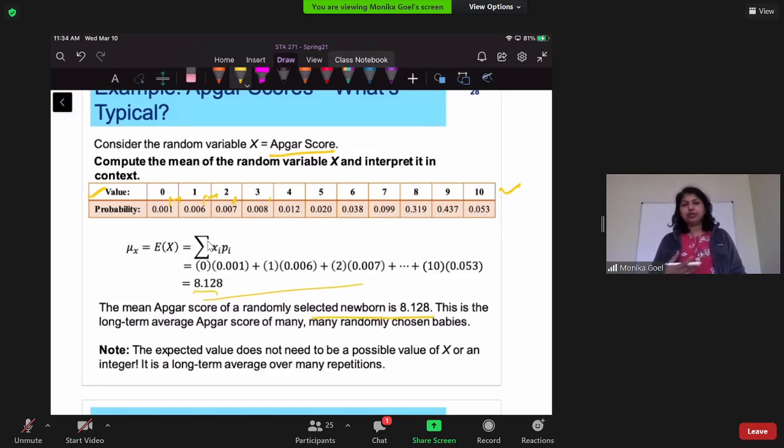And again, go back to your question and see what the question is asking. The whole point is first you need to know what you mean before you explain what that mean is talking about, or the expected value. The expected value does not need to be a possible value of X or any integer. It is a long-term average over many repetitions. We are talking about long-term because we are talking about probability, or a chance process. So this value comes out after doing many repetitions.